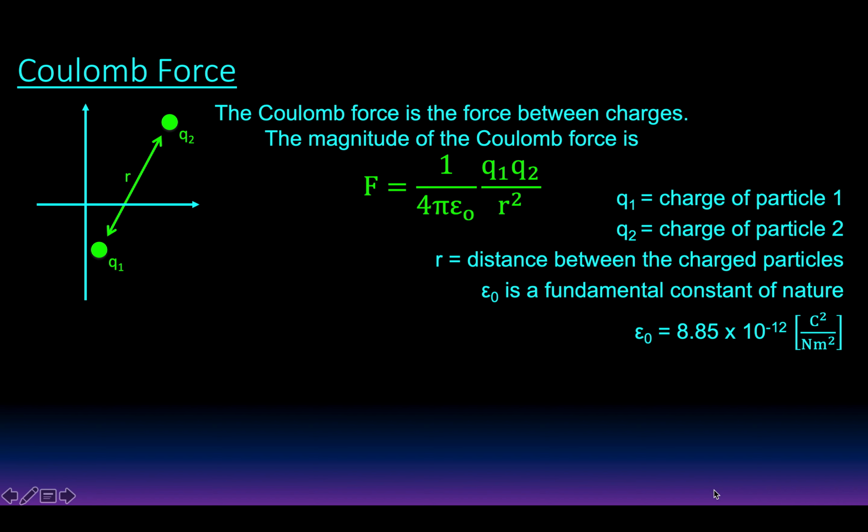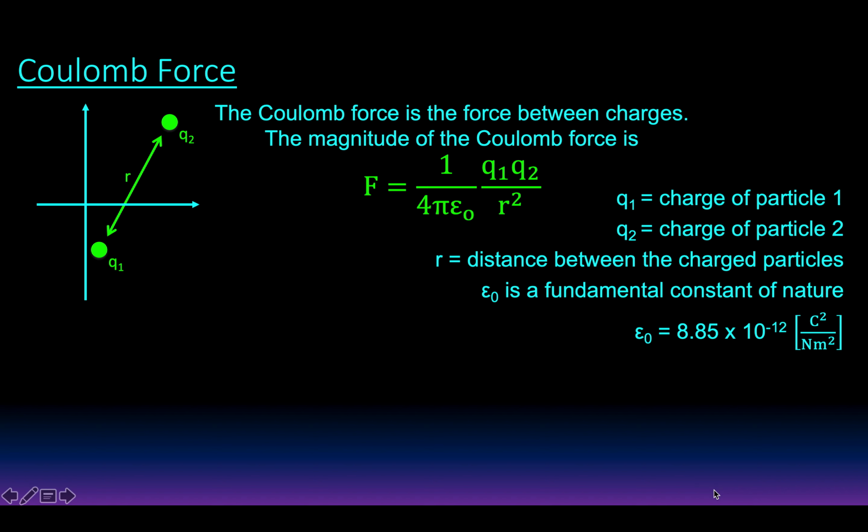Epsilon naught is one of those important numbers that makes reality behave the way that it does in the universe. And ultimately, epsilon naught is just a constant. So it is a number that you could just go to the back of the book and look up in a table, or a number that you'll be given on an exam.